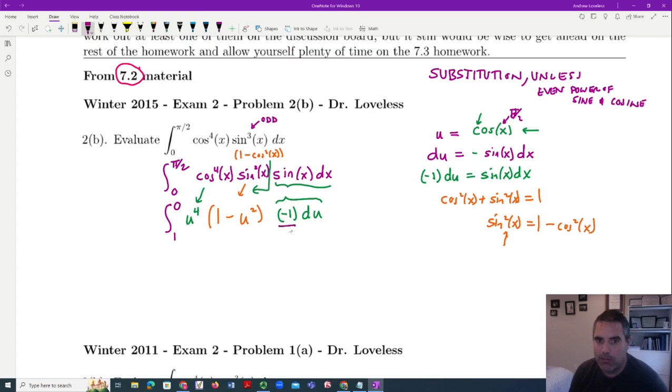Someone who is familiar with this would say, oh, there's a negative. I could really make this. I'll do it in 2 steps if you want. Negative, this is not required. I am going to distribute minus u to the 6th.